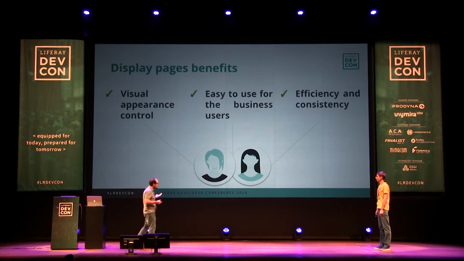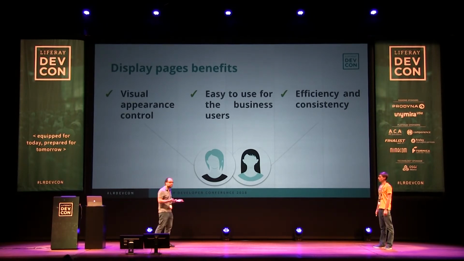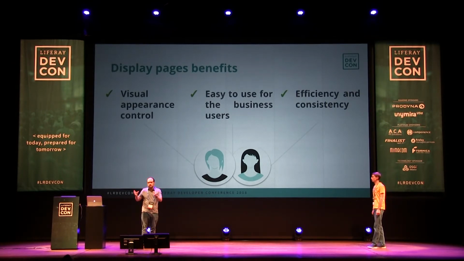Efficiency and consistency. Why? As Pavel mentioned, you can select a display page to be the default display page for any type of asset. And if you want to change it in the future, it will automatically change. So if you have like 1,000 products and you change the display page, they will all be shown in that display page.